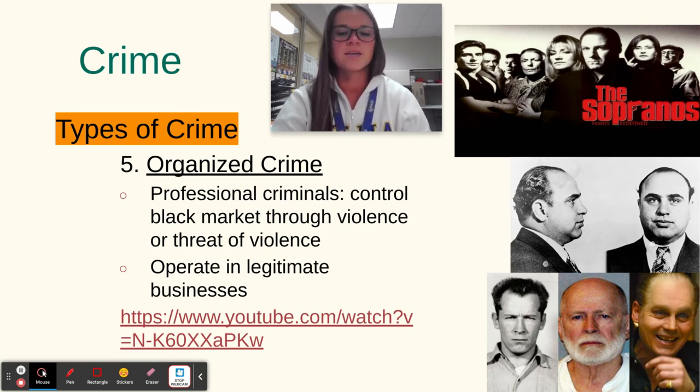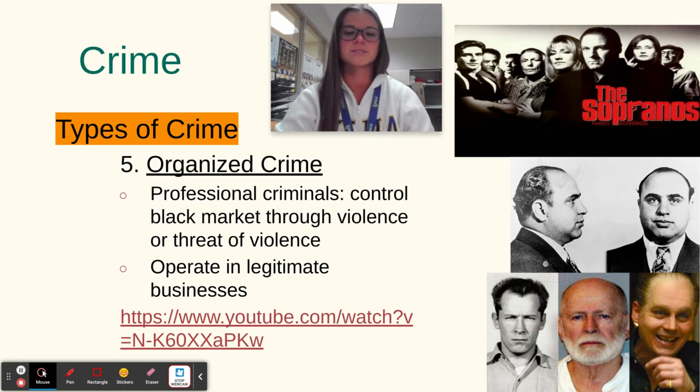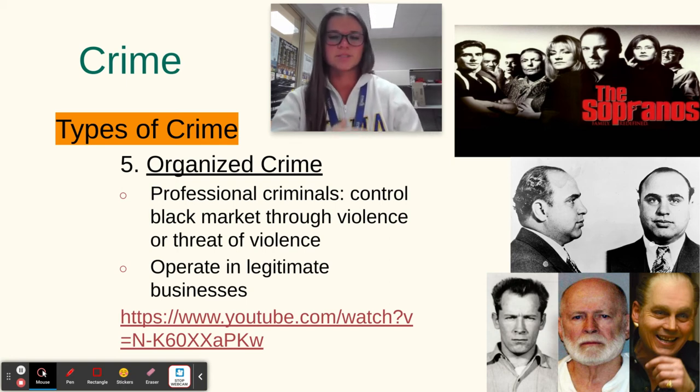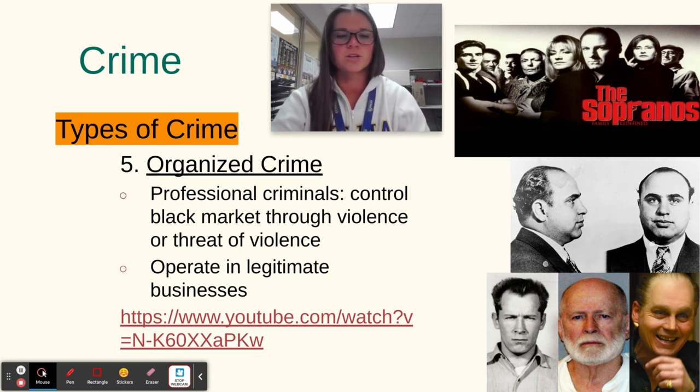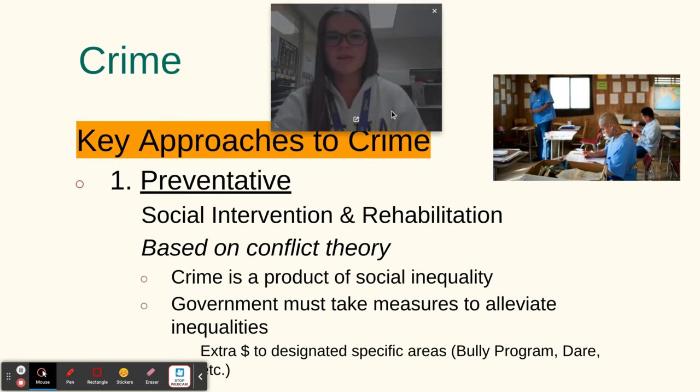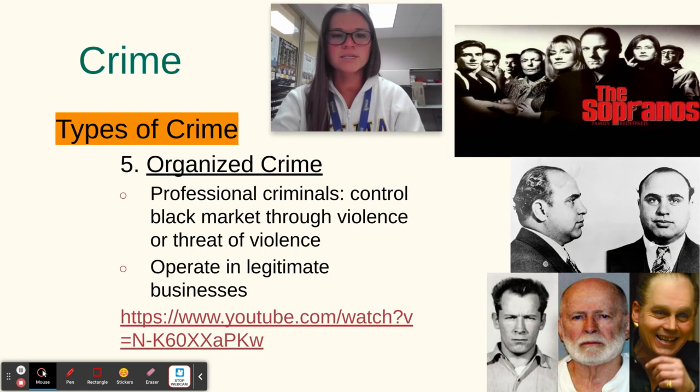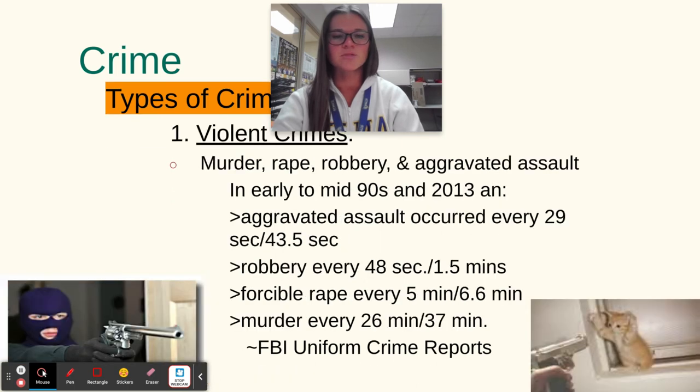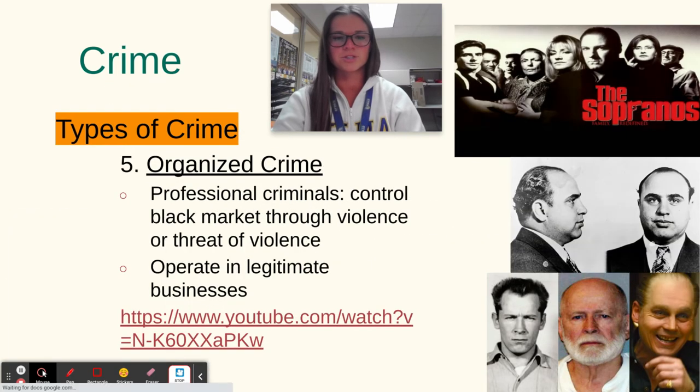They operate in legitimate businesses. Okay? So they might actually own laundromats or pizza parlors, bars, but oftentimes it's to launder money. There are things going on behind the scenes, murder, drugs, so on and so forth, in this organized crime ring. Okay, so that was the 5 types of crime we'll look at in sociology.